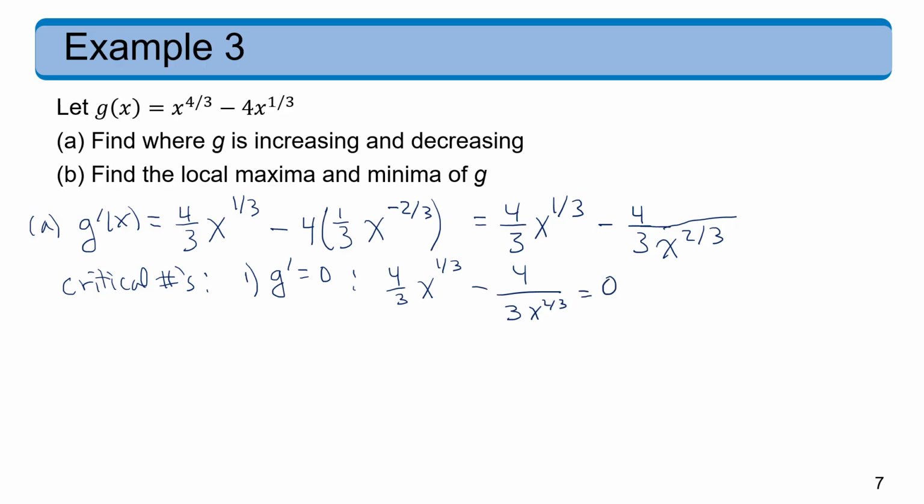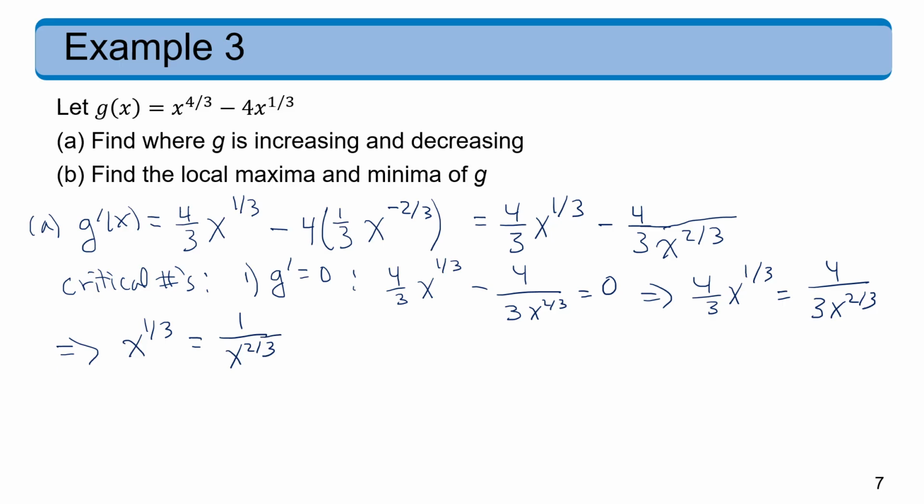And then we want to solve this for x. So I'm going to keep the first term on the left, and then I'm going to move the second term to the right by adding. Okay, now I can cancel out the 4/3 on both sides. One way you could do that is to multiply both sides by 3/4. So the left side becomes x to the 1/3. The right side is now just 1 over x to the 2/3.